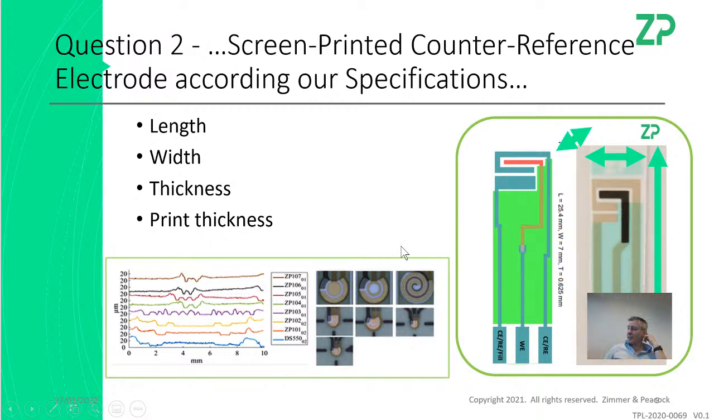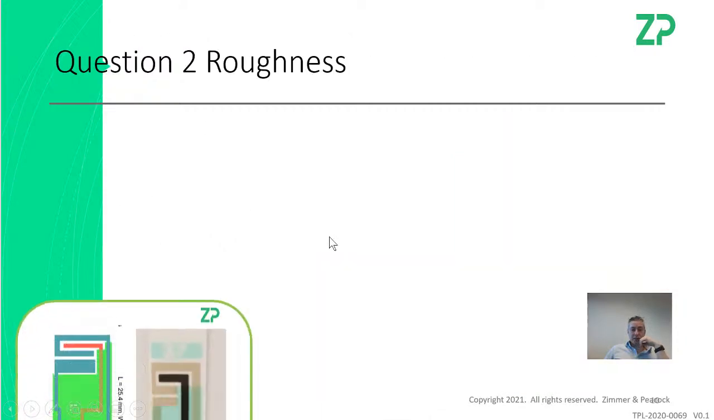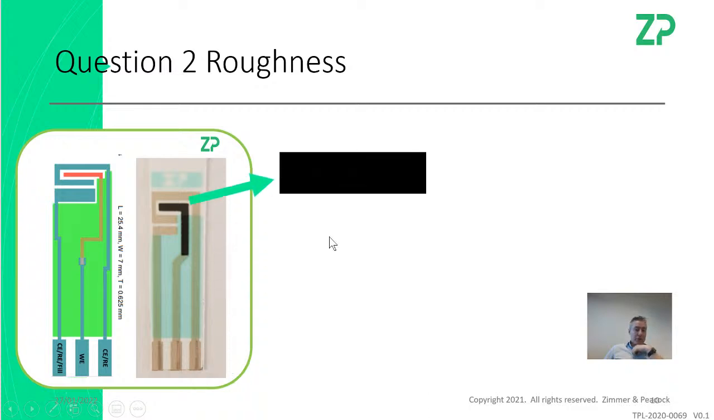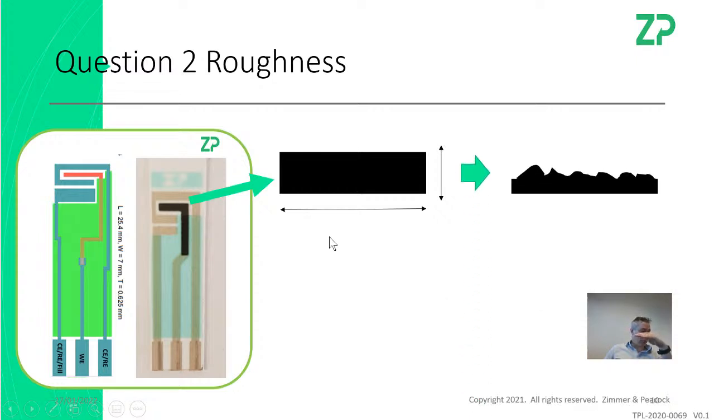Now, the problem with that is, if you're going to use electrodes for doing electrochemistry, there's at least two other parameters that are not necessarily covered. One of them would be roughness. So if you zoom in on that electrode, you can control the length and the width, it's fine. But if you actually look at it from a profile perspective, obviously there's a certain roughness to it.